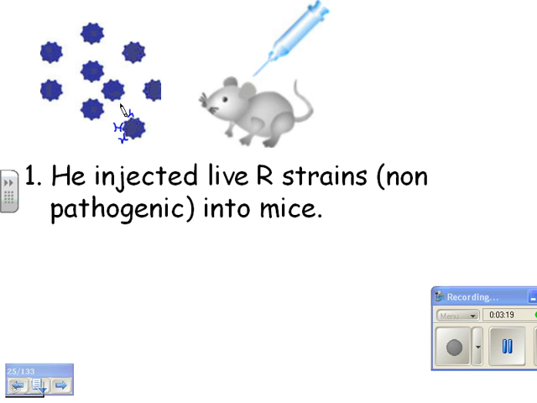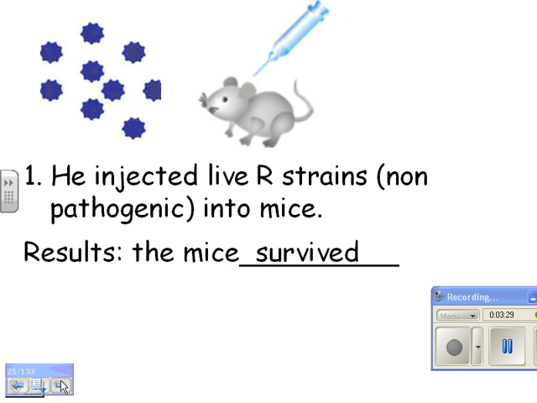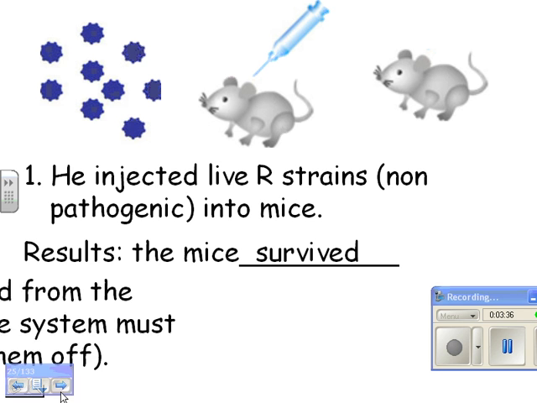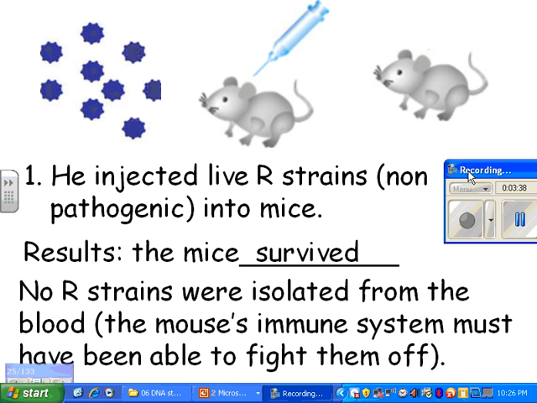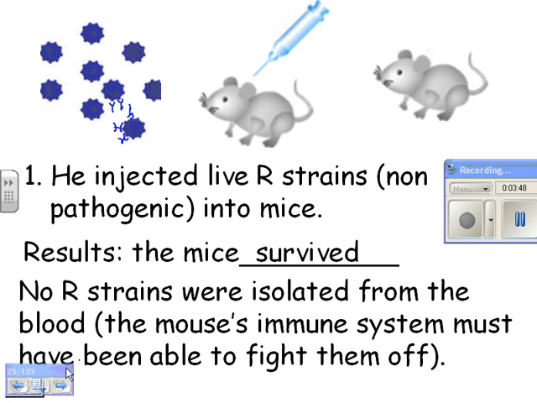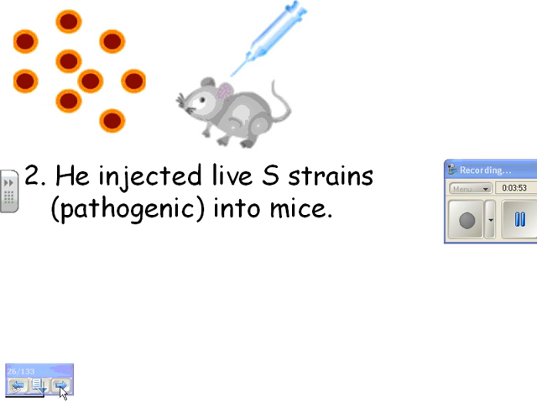Once you have these antibodies, then your white blood cells come along and kill it. So you kill the bacterium before it kills you. Same thing for mice. So the result is that the mice survived. Yay, happy mouse. So there's the mouse before and after, and it's still alive. So then he would take a little bit of the blood from the survivor and see what the blood looked like. And he found out that no R strains were isolated from the blood. So the immune system of the mouse must have been able to fight off these bacteria.